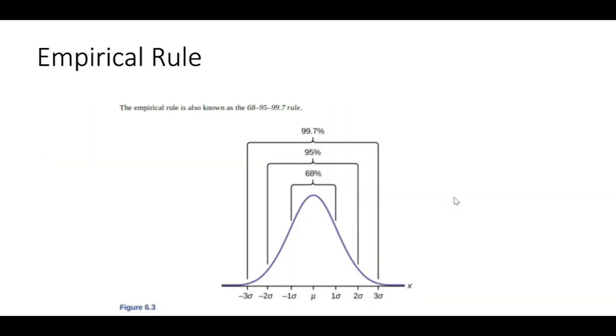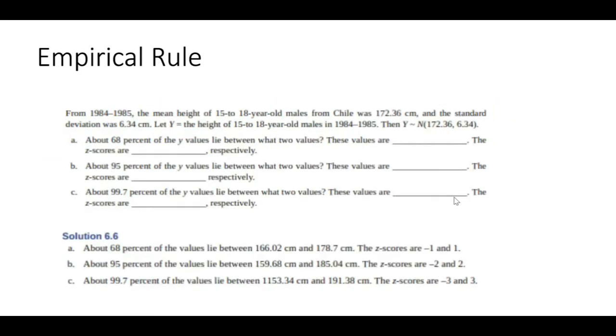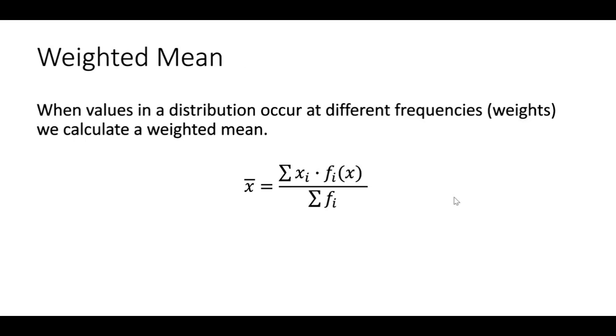Now, there are a lot of slides in here about the empirical rule. It's super important, but I push it back to a later point in the course. It's the same as this thing called Chebyshev's inequality. I hope you don't see questions about this in my math lab. You shouldn't yet. Okay, now we've got something called a weighted mean.